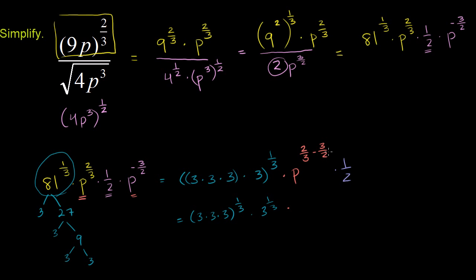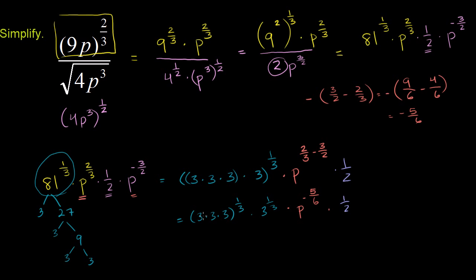Actually, 3/2 is a larger number, so let's just say it's the negative of 3/2 minus 2/3. If we use 6 as a common denominator, 3/2 with 6 as a denominator is 9/6, minus 4 over 6, which is what 2/3 is equal to. So 9 minus 4 is 5/6, but then we have this negative out here, so it equals negative 5/6. So times p to the negative 5/6 power times that last 1/2 over here.